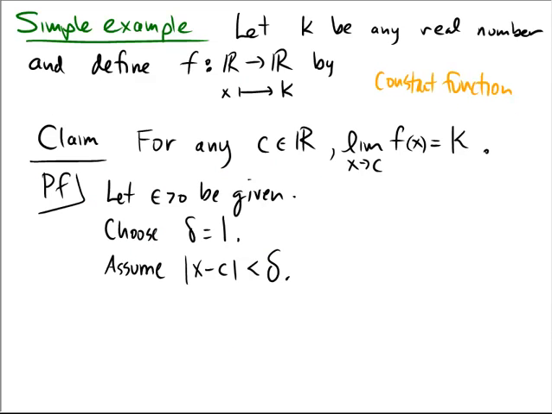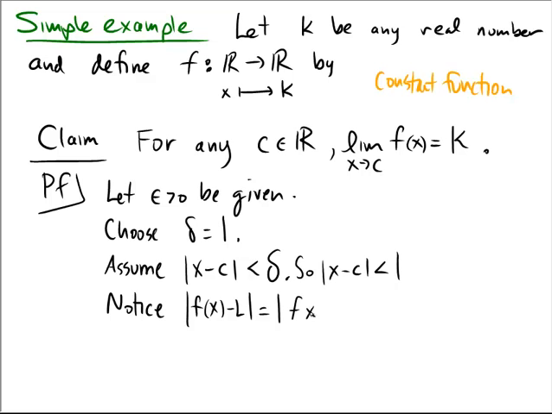Well, notice that if the absolute value of x minus c is less than delta, then that means x minus c is actually less than 1. So we're within one unit of c here, wherever c is. It doesn't even matter what c is. Now, when we try to make the proof, we'll say f of x minus l is equal to, well, f of x is the constant function k. So let's take f of x and subtract off our supposed limit, which is k. Okay, no sweat.